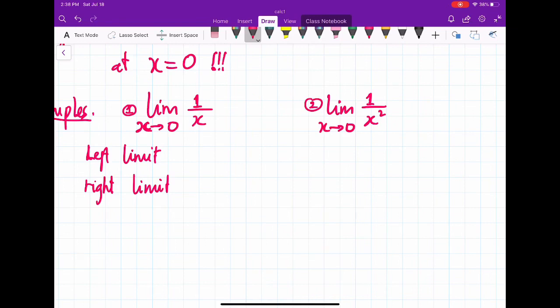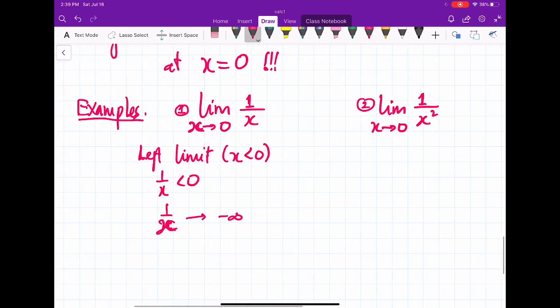The left limit means x less than 0, right? I write here x less than 0. So when x is less than 0, 1 over x is negative. You can see that when you divide 1 by a very small negative number, 1 over x will go to negative infinity.